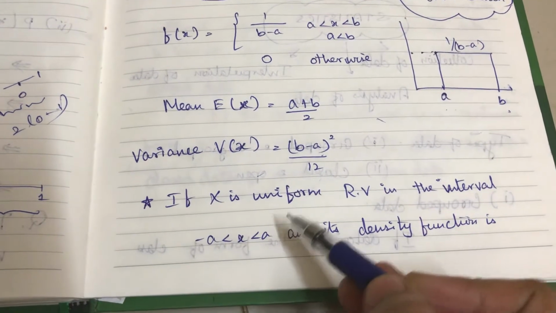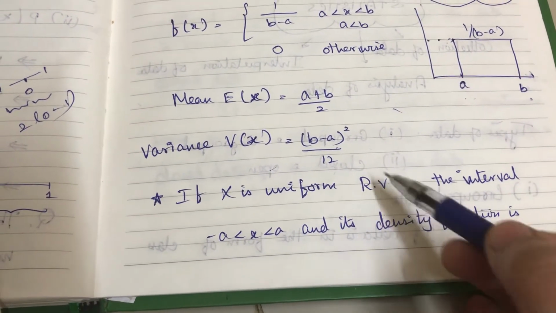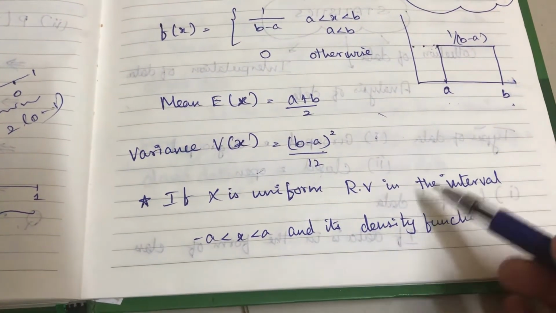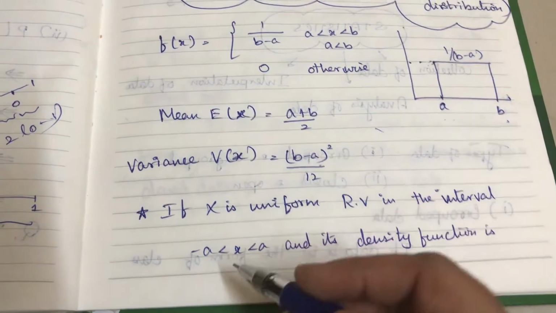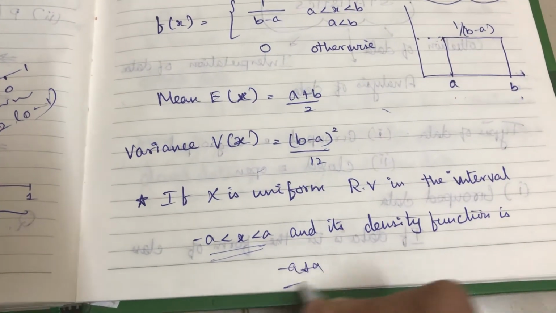And if x is a uniform random variable in the interval, they have given one interval: minus a less than x less than a. So we can easily say the mean will be 0, right? Minus a plus a means it will be 0.